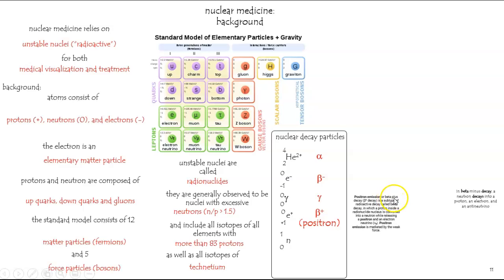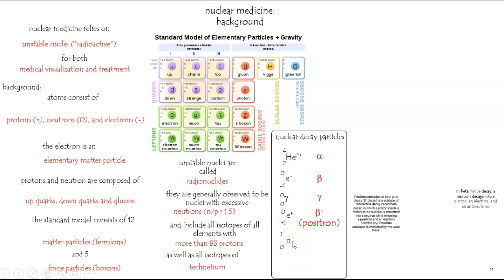So positron emission, also known as beta plus decay, involves protons inside an unstable nucleus being converted into neutrons, positrons, and neutrinos. Note that that's a little bit different than here. In beta minus decay, a neutron decays into a proton, an electron, and an antineutrino. Pretty obscure stuff, and we wouldn't be teaching it at all if we didn't have to talk about positron emission tomography. And here it is. That's a positron right there.